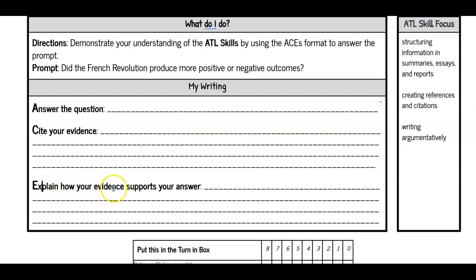Finally, you will explain how your evidence supports your answer. So really, I should see something along the lines of, this is positive or negative because. So whatever you argued up here in your answer, you're arguing this is positive because, or this is negative because. And if your explanation needs more than one sentence to be really clear about your positive or negative argument, then add more.